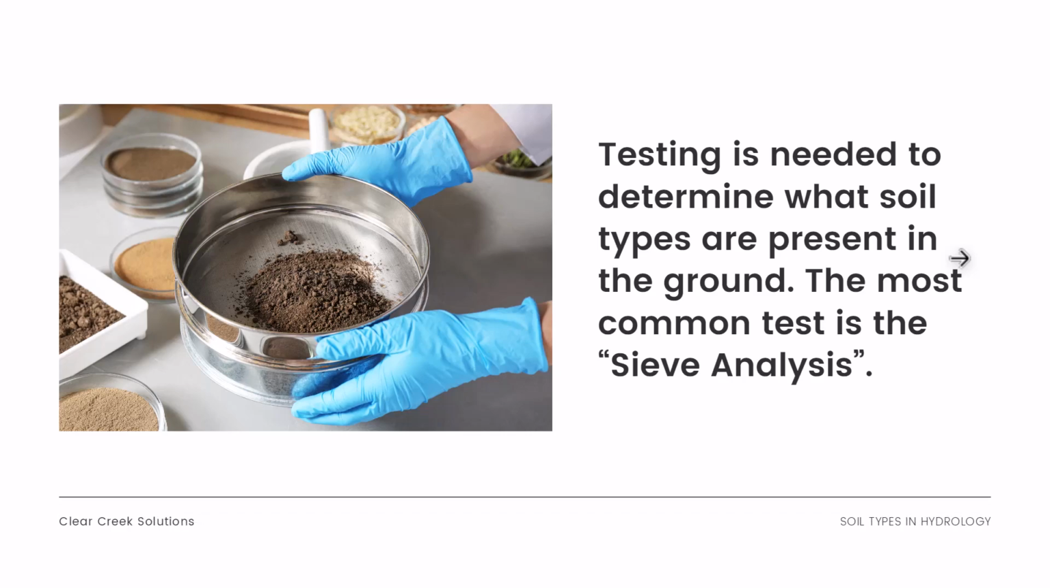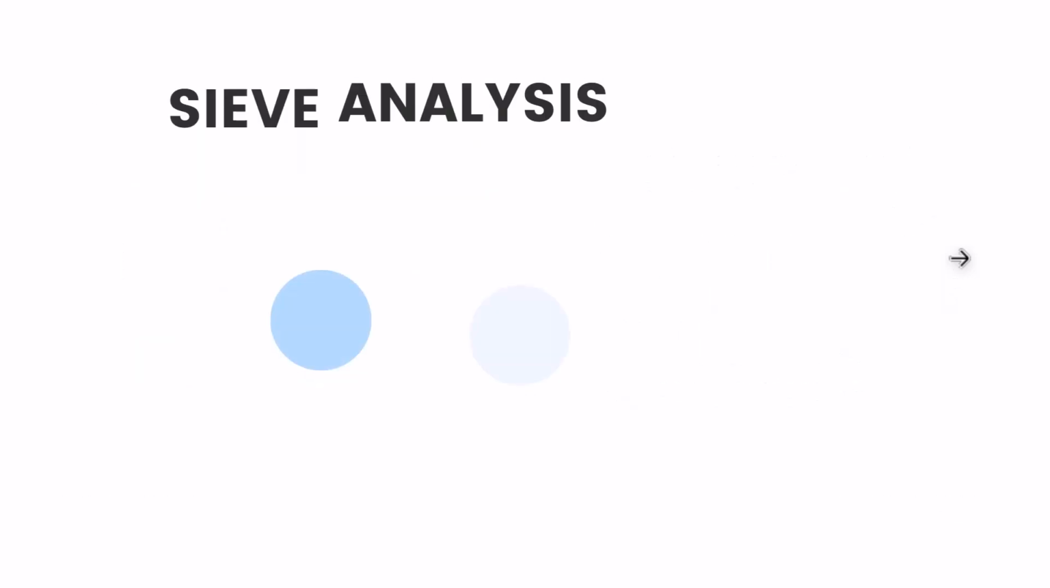So testing is needed to determine what soil types are present in the ground. And the most common test for this is the sieve analysis, where we can get an idea of what kind of soil we're dealing with. And if you take an engineering course or you've gone through college, you've probably done a sieve analysis test in the lab before. But if you haven't, I'll describe it here real quickly. This is a very common test for determining soil type.